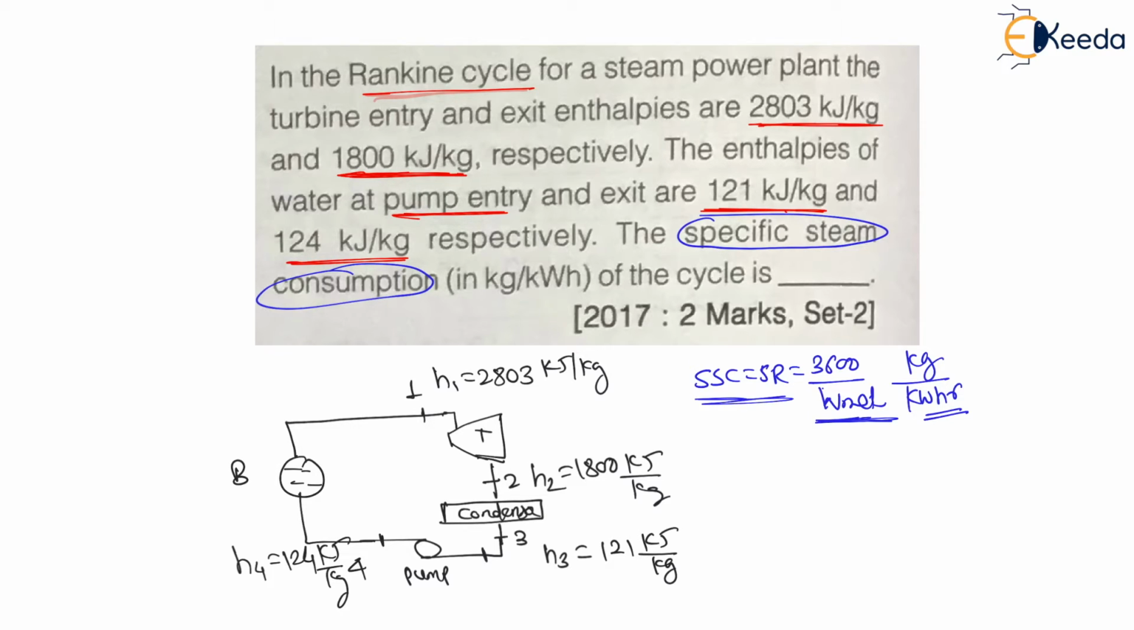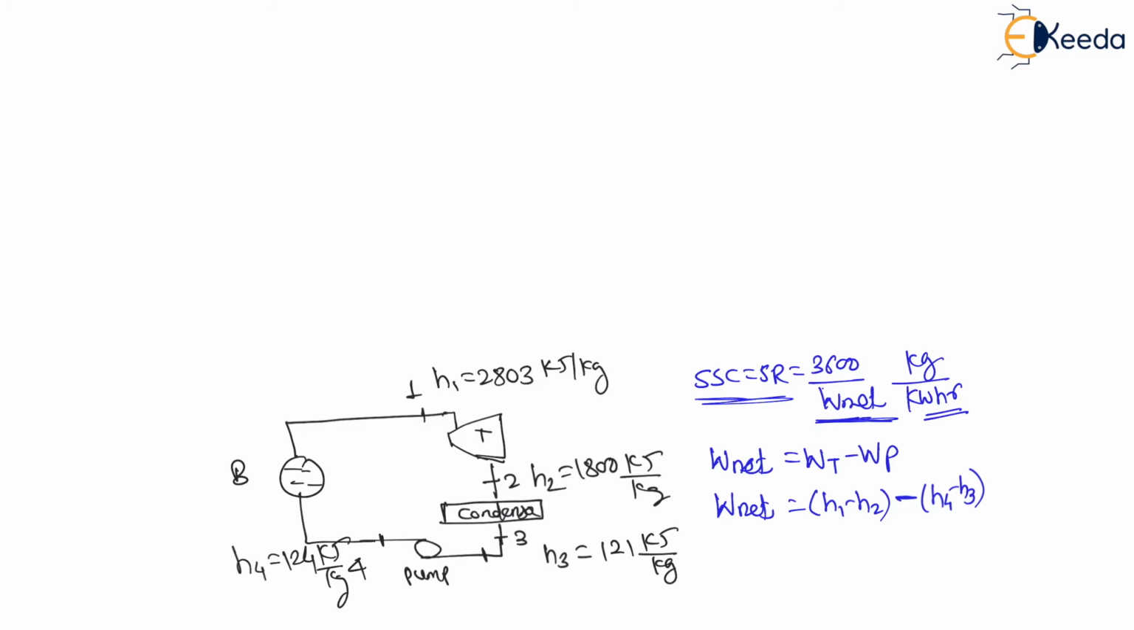Now therefore my dear students, W net, the net work output, is nothing but work of turbine minus work of pump, right? Therefore let us find this W net. Turbine is between 1 and 2, therefore H1 minus H2 is turbine work. Pump is between 3 and 4, therefore H4 minus H3 is pump work. Now we have all the values, right?